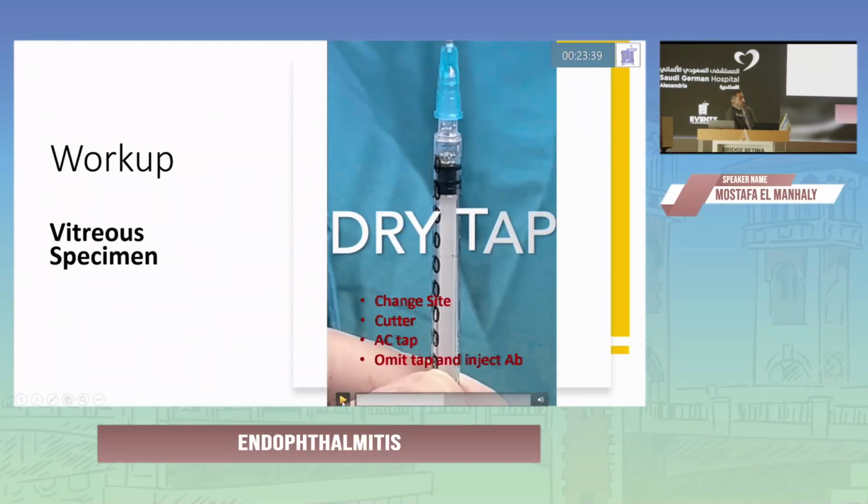Okay, Dr. Salam, now you have this situation, and it was prescribed even in the Endophthalmitis Vitrectomy Study that we take this by manually aspirating the vitreous, and you have this dry tap.